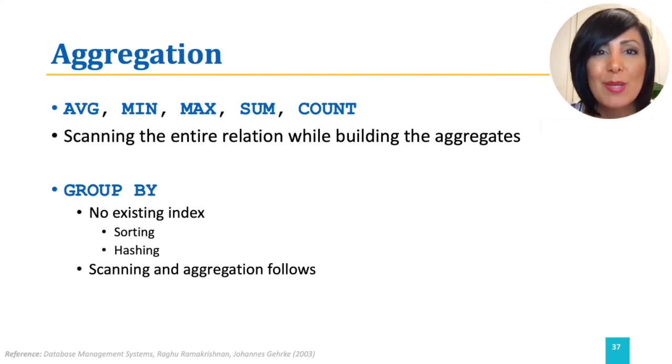If there is no usable present index, we can apply sorting or hashing algorithms we saw before to find the groups of the same values. We can then follow the application of the aggregated scan on the groups as we would for the entire relation.